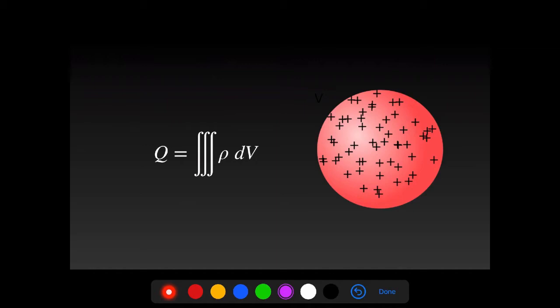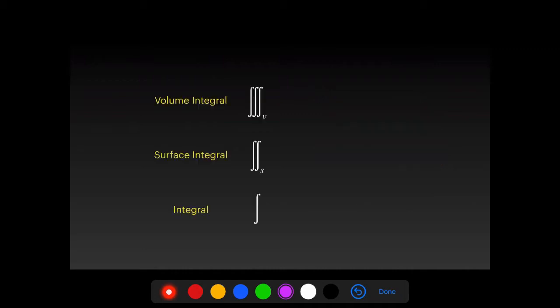Sorry, and dv, like that way we will have a charge enclosed within a volume equal to the volume integral of charge density into dv.